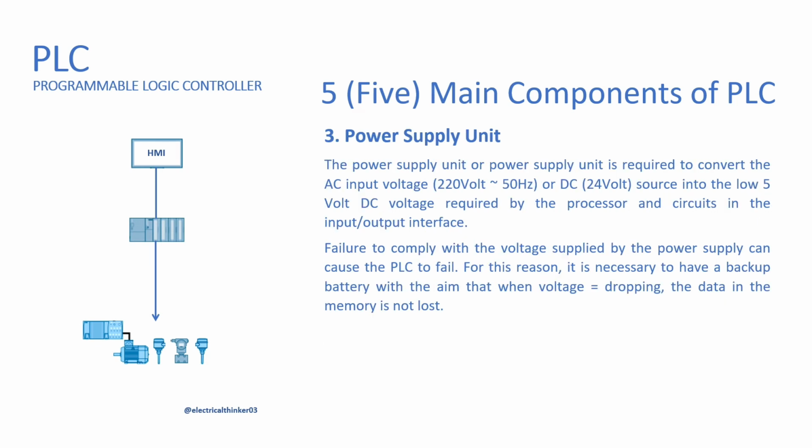3. Power supply unit. The power supply unit is required to convert the AC input voltage, 220 volt approximately 50 Hz, or DC 24 volt source into the low voltage 5 volt DC required by the processor and circuits in the input-output interface. Failure to comply with the voltage supplied by the power supply can cause the PLC to fail. For this reason, it is necessary to have a backup battery with the aim that when the voltage drops, the data in the memory is not lost.